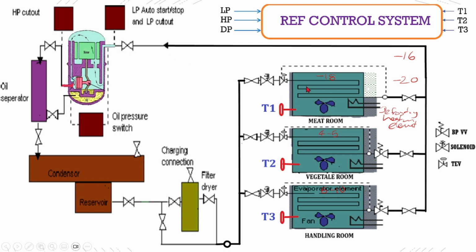Gradually, you see, once this opens, the suction pressure starts to rise all of a sudden. Then the LP cutout pressure switch will activate, so the compressor will start to run. As the compressor starts to run, what happens? The suction pressure gets lower.